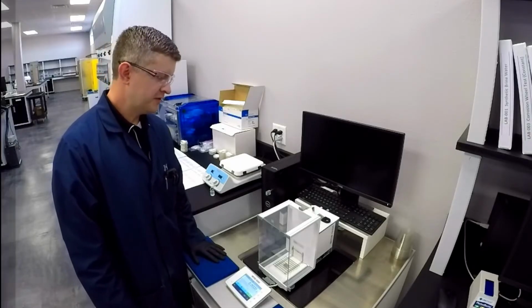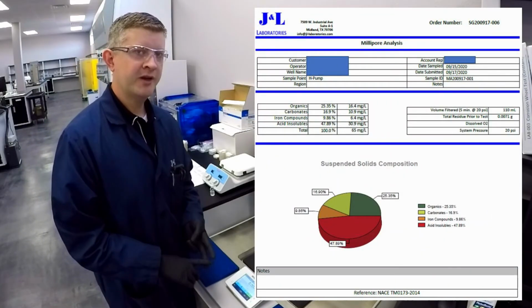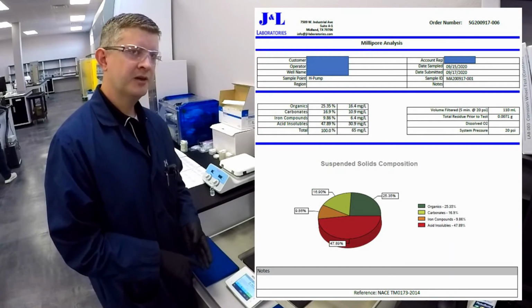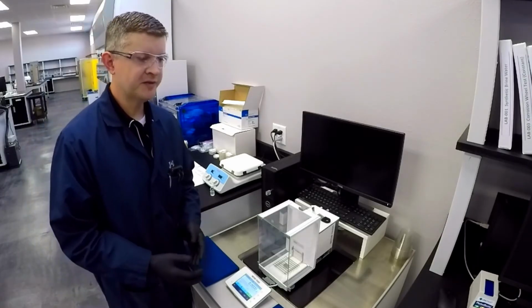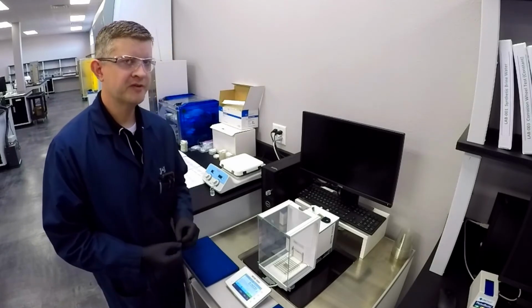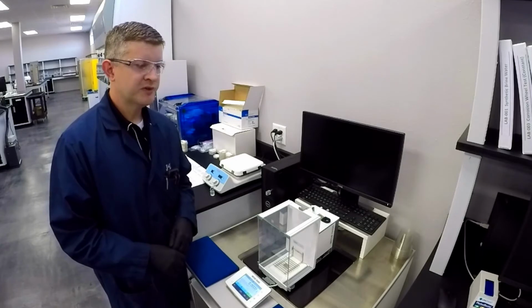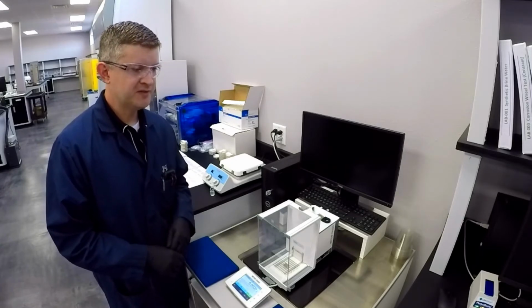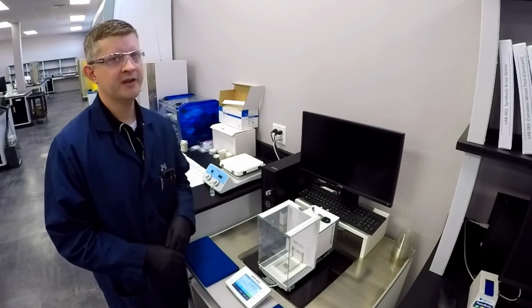So Eric, tell us a little bit about what kind of information we get from a Millipore analysis, and what does it tell the customer? So the customer is going to be able to see their percent hydrocarbons, their percent carbonates, their percent iron compounds, and their acid insolubles. So those 4 components are going to be key to understanding what types of fluids they're injecting downhole. The percent hydrocarbons, there's a misconception that it correlates to oil carryovers, and that's not the case.